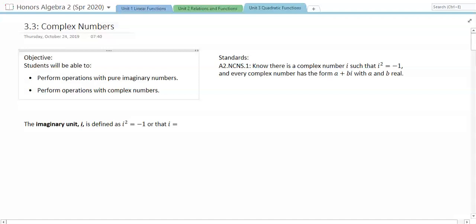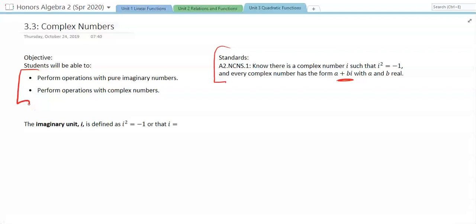What we're going to look at today is one particular standard, and that's NCNS1, which is knowing that there's a complex number such that i squared is equal to -1, and that every complex number is in the form a + bi, with a and b being real numbers. And so that's what we're going to talk about here. Our objective is to be able to perform operations with pure imaginary numbers and operations with complex numbers.